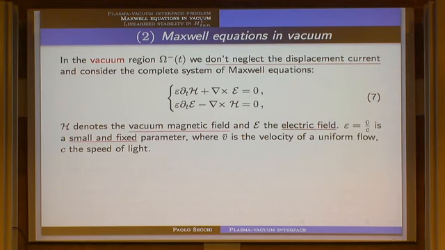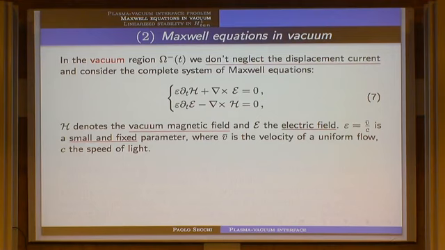Now another possible choice in vacuum, where we take the complete system of the Maxwell equations, so we don't neglect the displacement current. So I take the Maxwell equations. Here, this epsilon is some kind of Mach number because it is the ratio of, no, it's not Mach number because c is the speed of light. V bar is a velocity of a uniform flow in the plasma part. So this epsilon doesn't go to 0. It's a small parameter, but fixed.